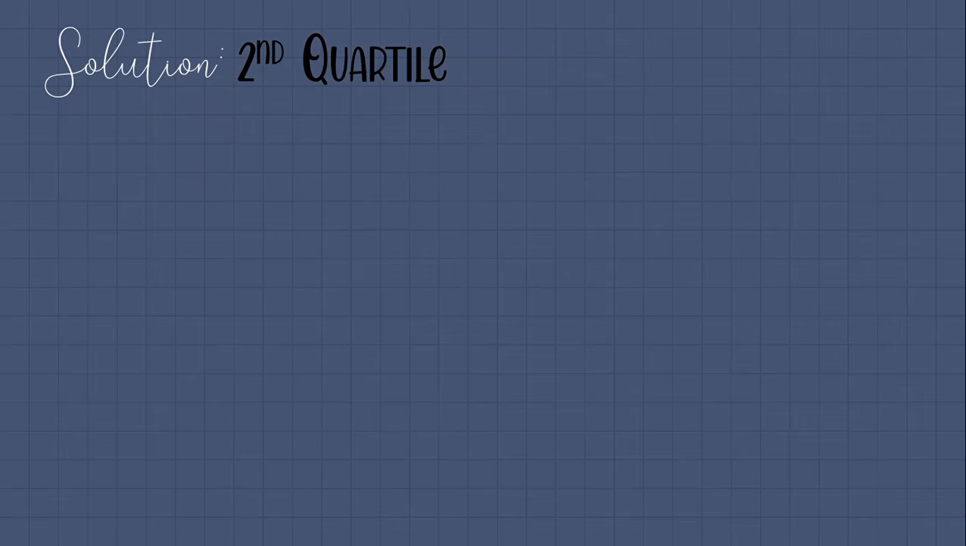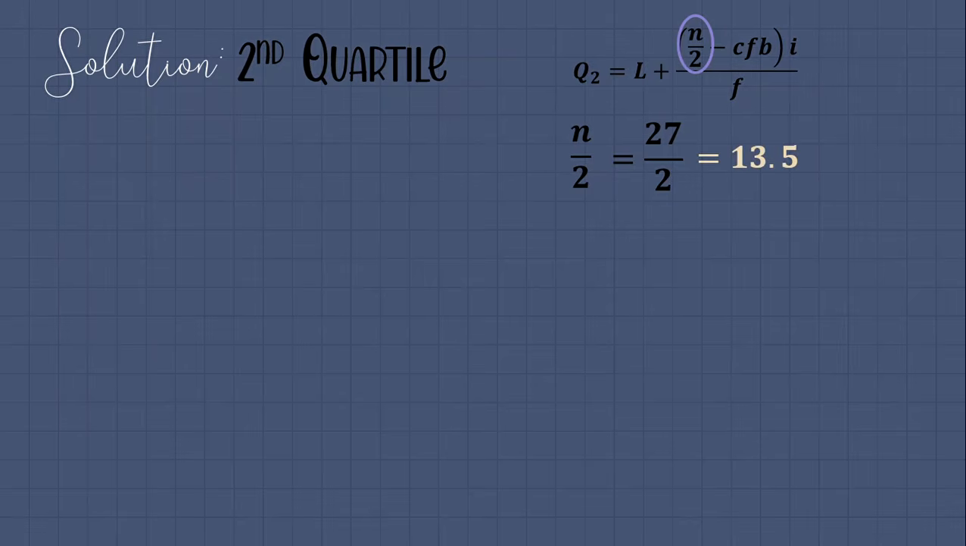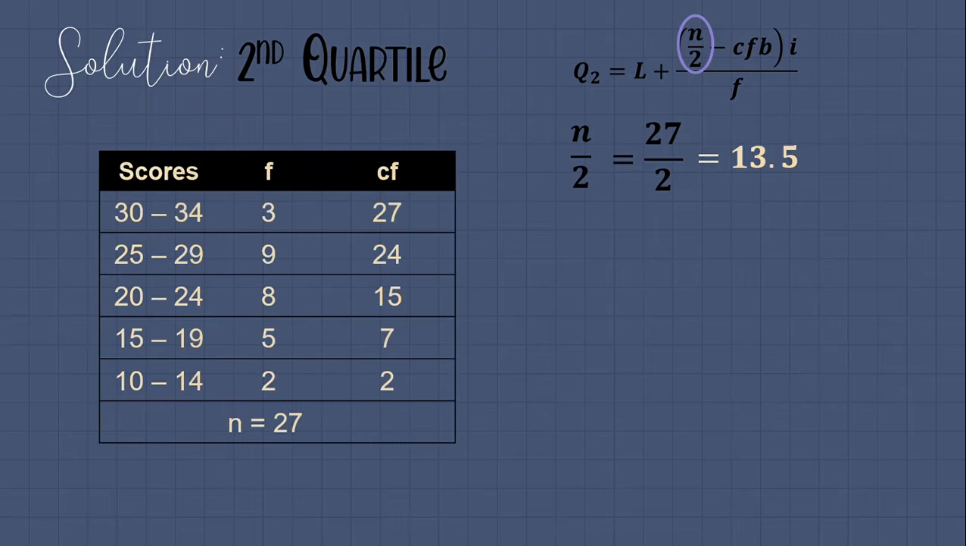Next, let's calculate the second quartile. Again, we're going to use the formula for the second quartile, which is Q sub 2 is equal to L plus quantity n over 2 minus CFB times I all over F. Same process and procedure, we're going to get the fraction inside our parentheses. In this case, n over 2, where our n is 27 divided by 2, is equal to 13.5. Again, let's get our table back and locate 13.5 in our cumulative frequency.